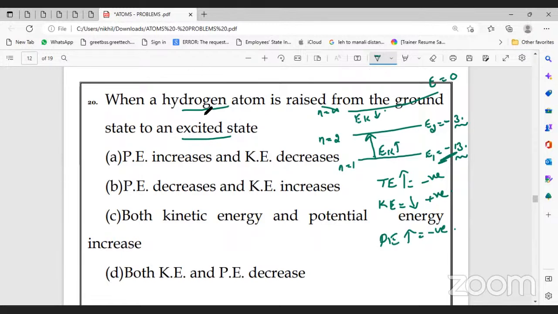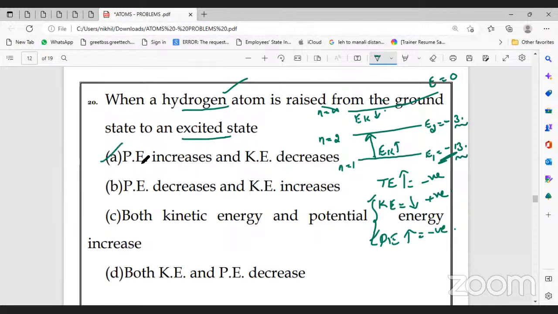So what is the final conclusion, students? Whenever this hydrogen atom is raised from the ground state to the excited state, total energy has to increase. But in the options, they are not talking about total energy. They are talking about the kinetic energy and potential energy. Now the kinetic energy has to decrease. Potential energy has to increase.